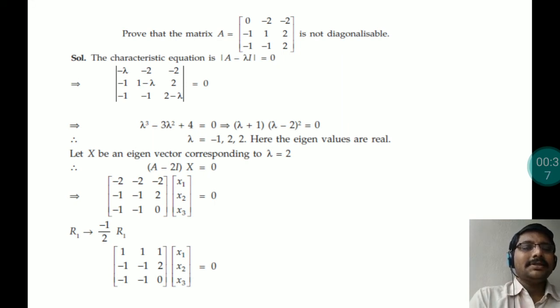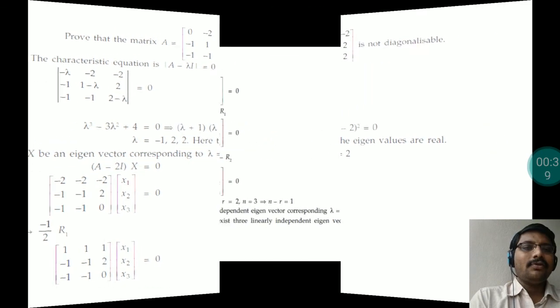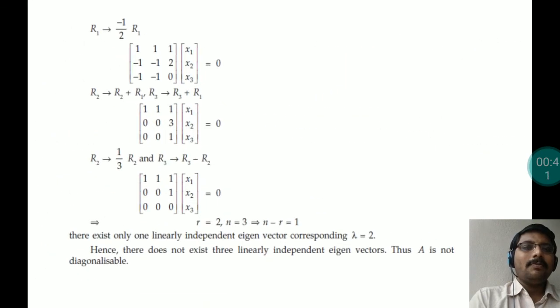Now we have to reduce this matrix A to the row echelon form. For this we have to apply row operations like this. The last obtained matrix clearly is in row echelon form. So here the rank of the matrix A is 2 and the number of unknowns is 3. N minus R is 1. There exists only one linearly independent eigenvector corresponding to lambda equal to 2. Only one independent vector exists here.